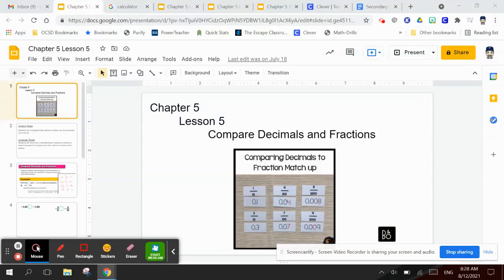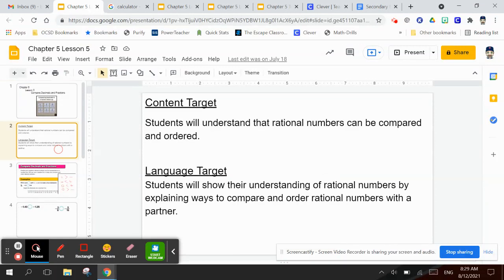Chapter 5, Lesson 5, Compare Decimals and Fractions. Our content target: students will understand that rational numbers can be compared and ordered. Our language target: students will show their understanding of rational numbers by explaining ways to compare and order rational numbers with a partner.